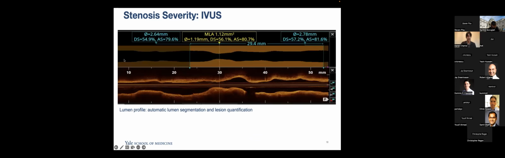OCT also gives the same. Since the borders are very clear, the machine gives you this lumen profile, which is an automatic segmentation of the lumen throughout the entire pullback, and it automatically defines the tightest region. The MLA is presented, and then compared against the references that we define. So we have 79% stenosis against the distal, 81% against the proximal, and 80% against the average of both. So it's quantifiable, it's automatic, it's easy.